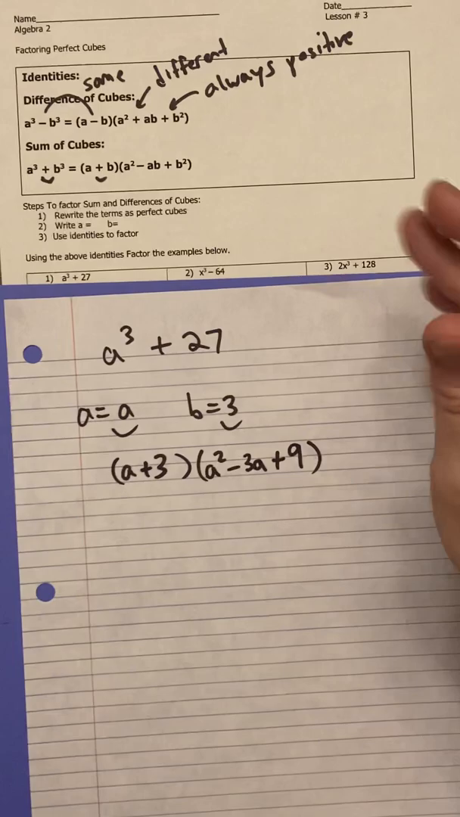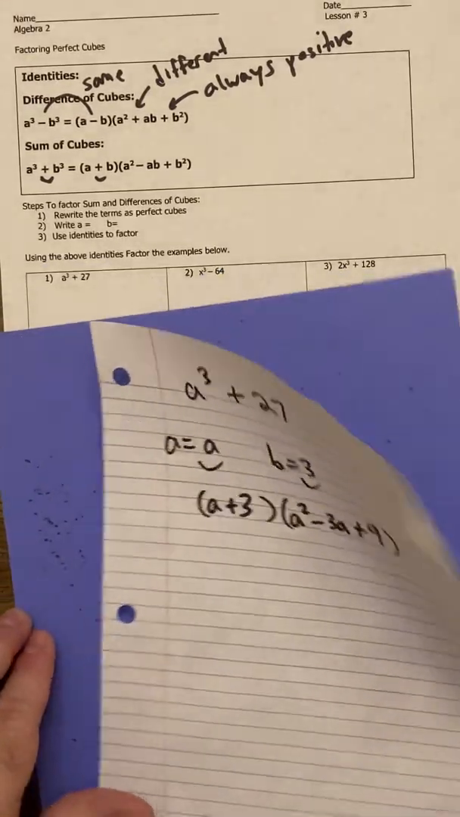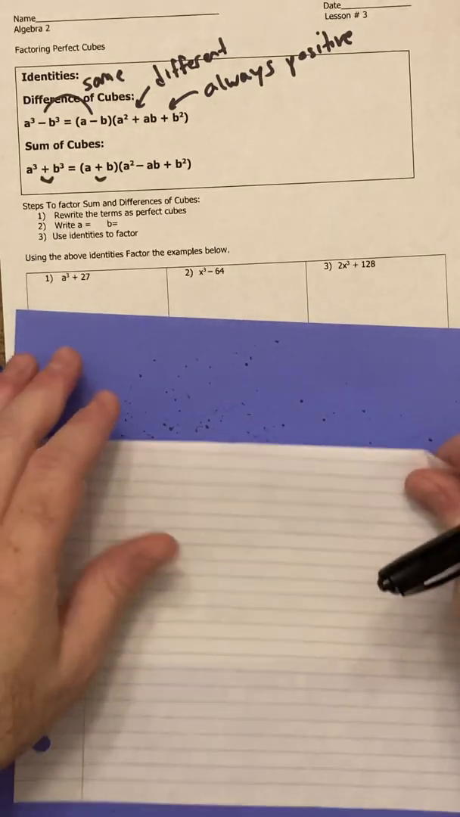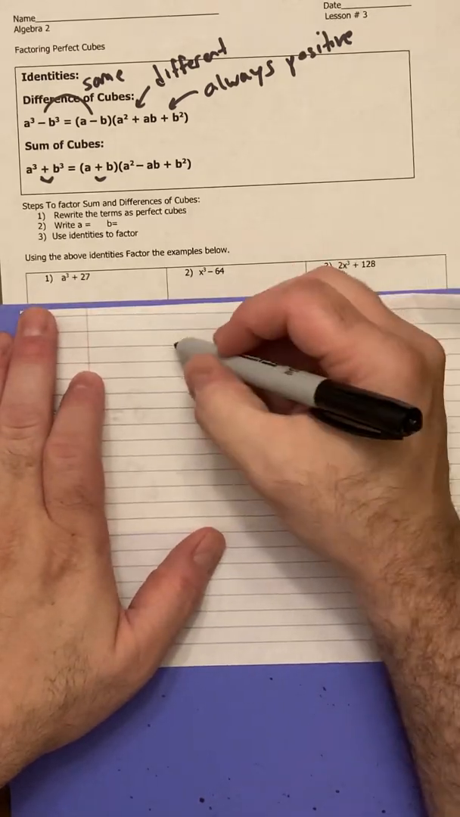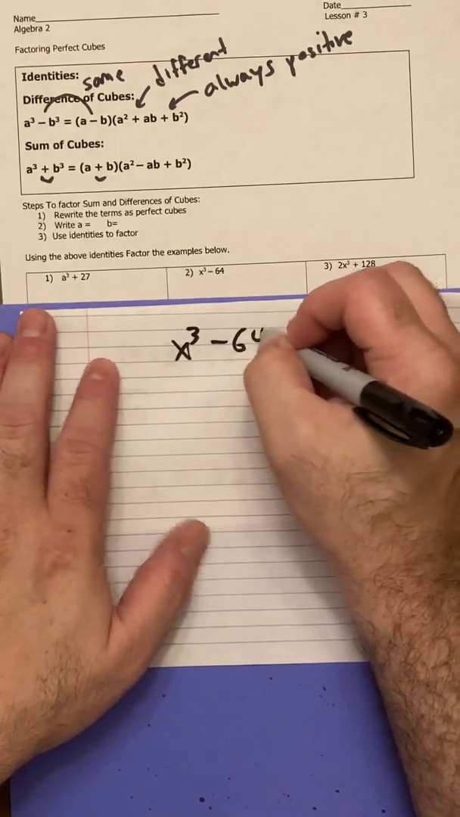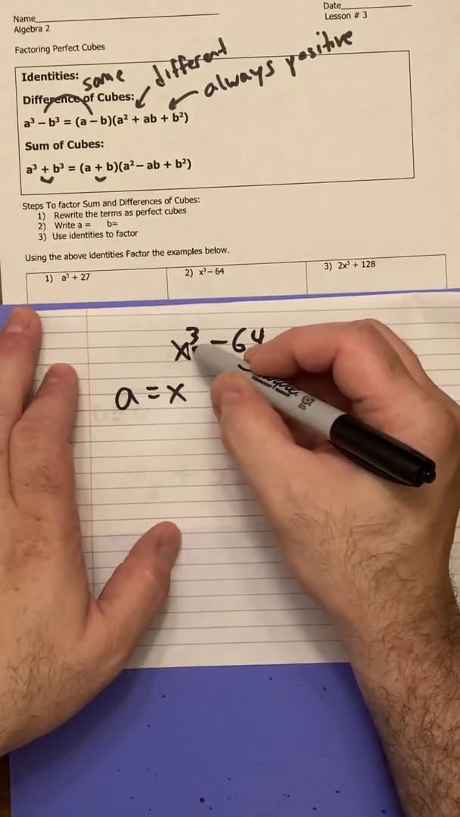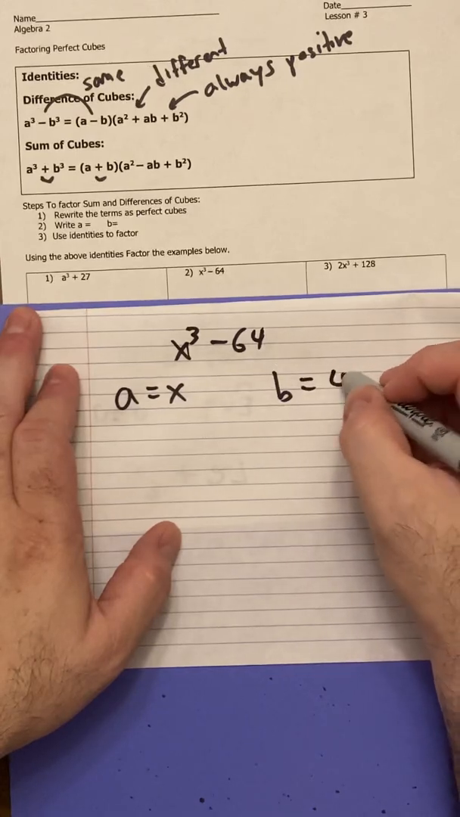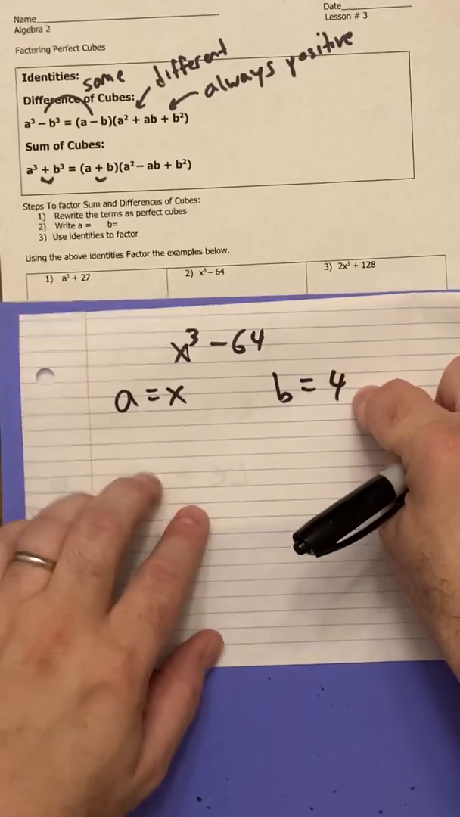Let me go over it again, and I'll use another example so you can understand. We'll do another example so you can follow along again, because maybe you might have lost some of the details. So let's take this one, x cubed minus 64. Let's take our a and our b. A is x, it's the cube root of that thing. Cube root of x cubed is x. Cube root of 64 is 4. 4 times 4 times 4 is 64, so the cube root of 64 is 4.